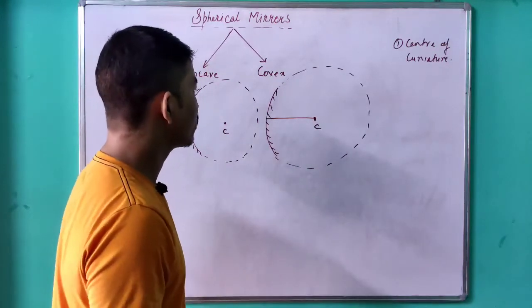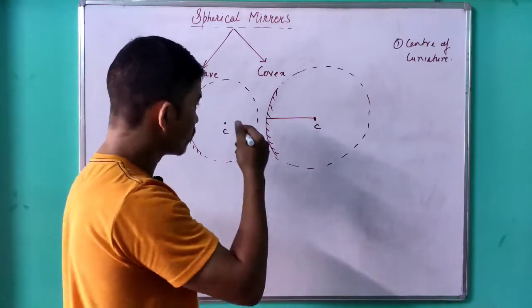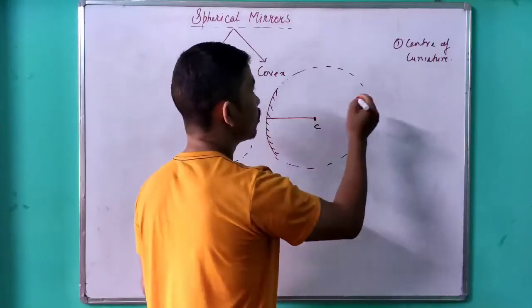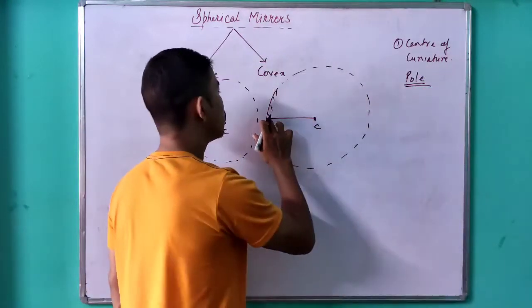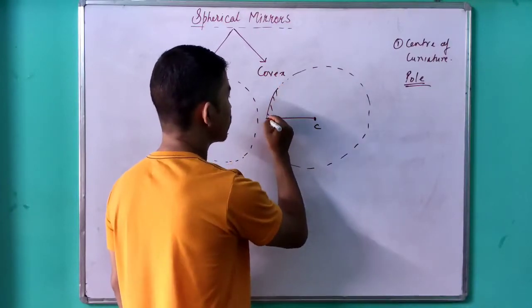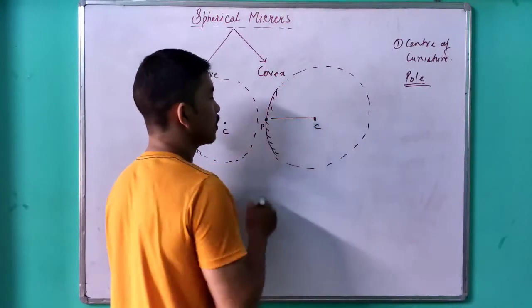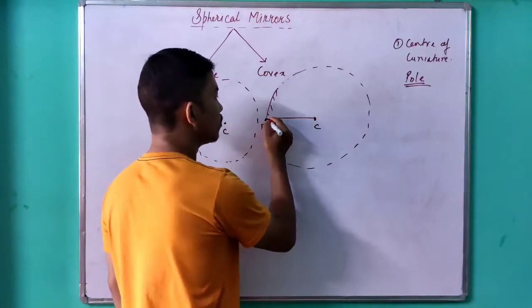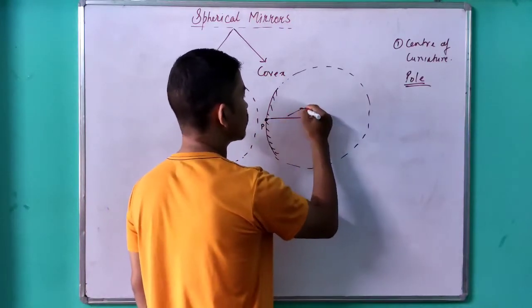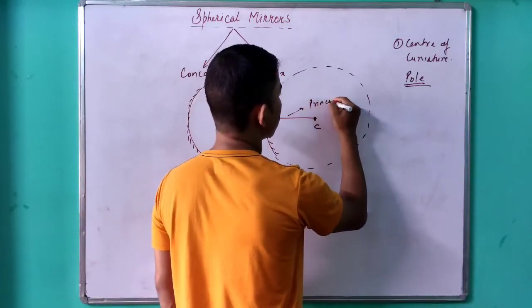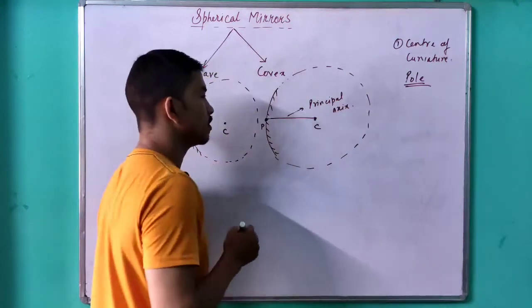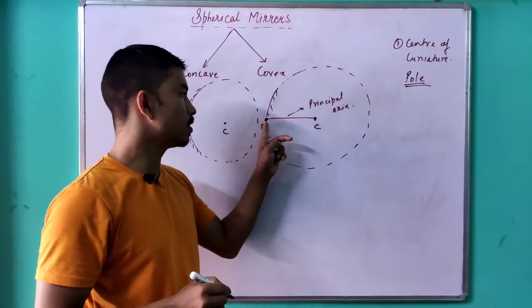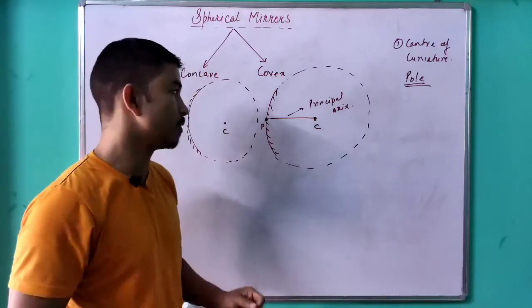So what is the principal axis? Before that, we must know the pole also. What is a pole? The geometrical center of this mirror is known as the pole. I write here P. A straight line connecting the pole and the center of curvature is known as the principal axis. So the principal axis is a straight line that connects the pole and the center of curvature.